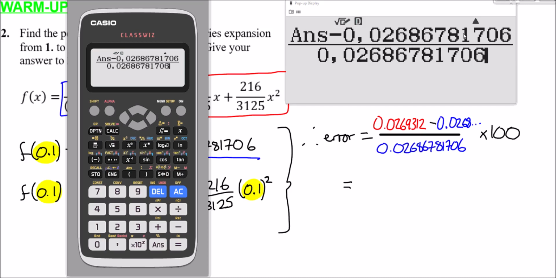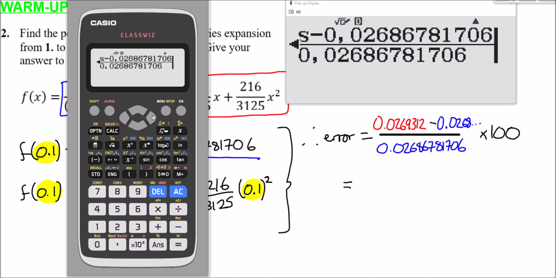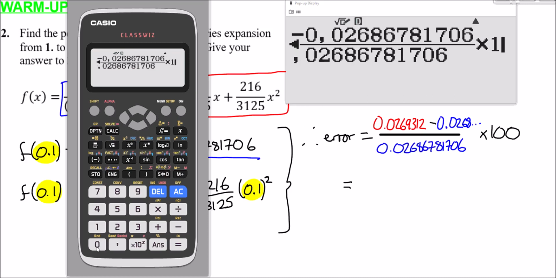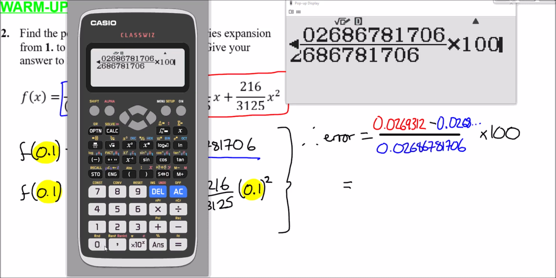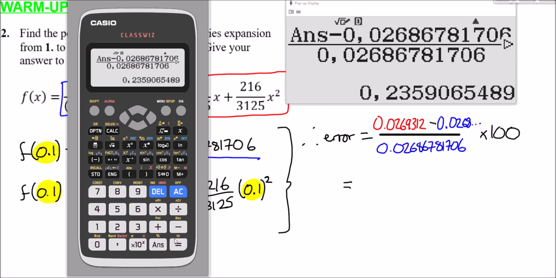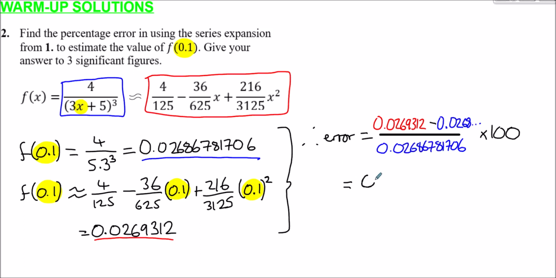2686 781 706, perfect. Now just multiply this by 100 to change it from a fractional error to a percentage error, and we see here that it's, to three significant figures, 0.236%. So it's accurate roughly to 1 part in 500, so that's a very good approximation, only going up to the x squared term. So that's question 2 done.